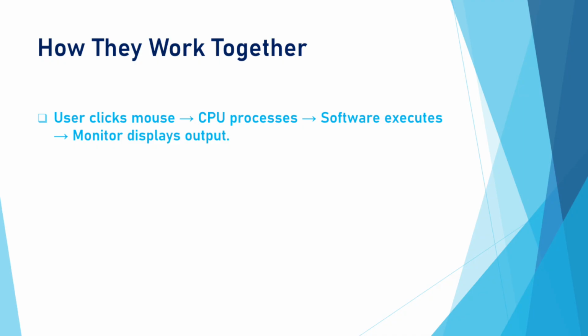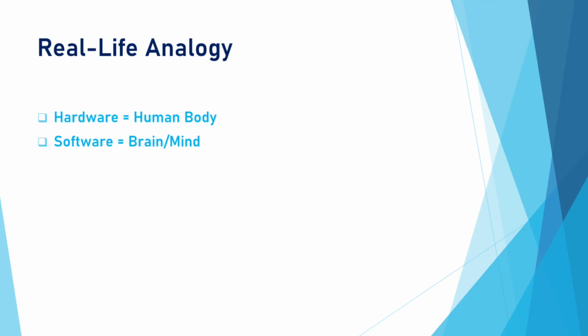Okay? So, let us understand this with a real life analogy. Let's use a simple analogy. Think of a human body. Your body is like hardware. Your brain and mind are like software. The body performs physical actions, but the brain tells it what to do. Similarly, computer hardware performs the work while software provides the instructions. Without the brain, the body cannot function properly. Without software, hardware cannot perform useful tasks.